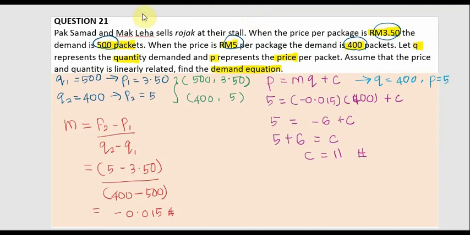Okay, tolong jangan lupa tulis balik dalam bentuk demand equation. P equals to MQ plus C. So, gantikan M dengan C. Okay, gantikan M, gantikan C, then you dapat P equals to negative 0.015 Q plus 11.